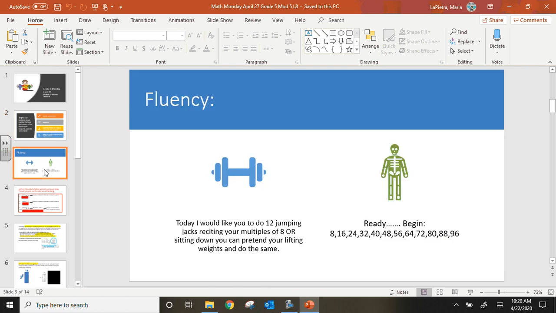Okay, before we start going with our lesson today, let's do a little fluency. Today I'd like you to do 12 jumping jacks reciting your multiples of 8, or sitting down you can pretend you're lifting weights and do the same. Are you ready? Here we go. Begin. 8, 16, 24, 32, 40, 48, 56, 64, 72, 80, 88, 96. Good job.